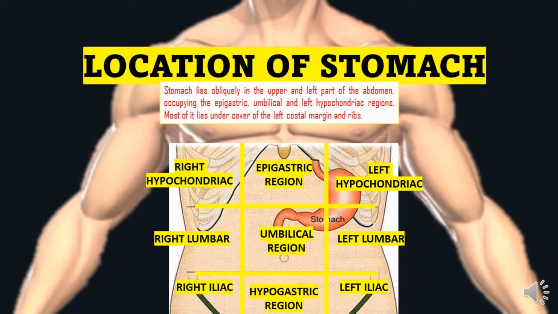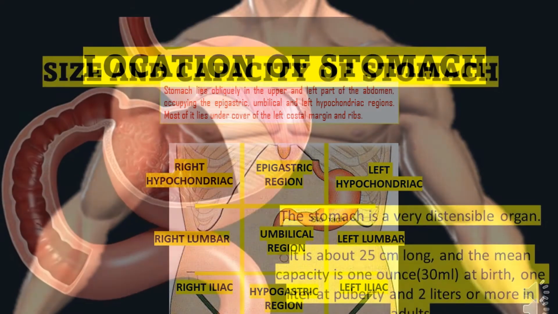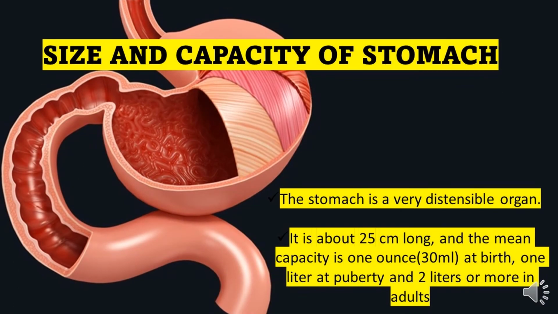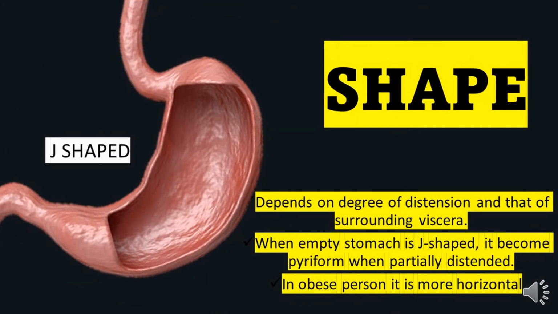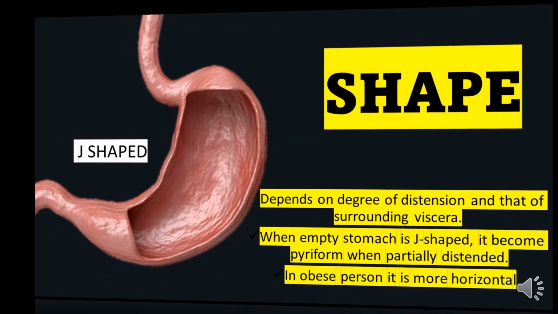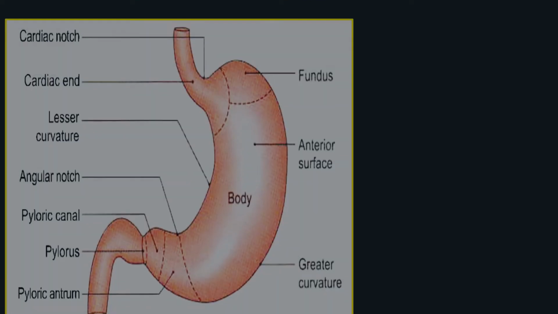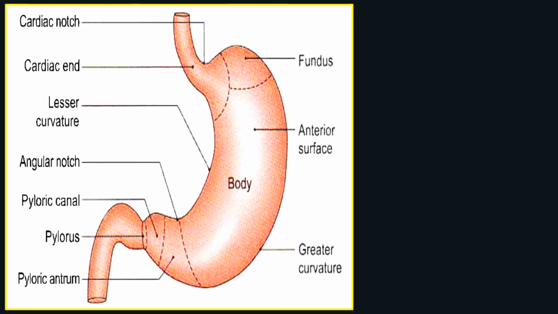In the last video, we looked at location of stomach. We saw size and capacity of stomach, shape, and let's begin with external features of stomach. The stomach has two orifices or openings, two curvatures, also known as borders, and two surfaces. So let's look at each of them one by one.